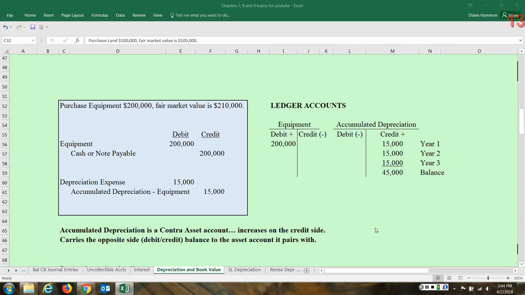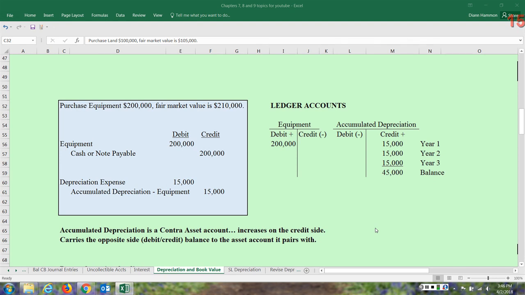Here's another example. Purchase of equipment, $200,000. The fair market value is $210,000. So again, the way that we're going to prepare this journal entry is to record this asset for the amount that was paid for it. Equipment, $200,000. Cash or note payable is going to be credited for $200,000. So the costs of these fixed assets, such as equipment, buildings, vehicles, should be recorded as an expense over their useful lives. Recording the cost of the fixed assets as an expense is called depreciation.